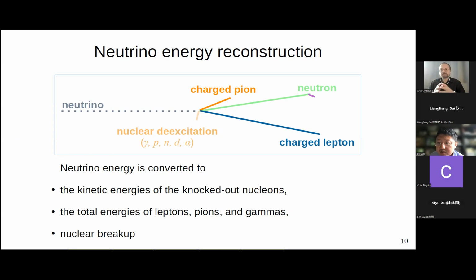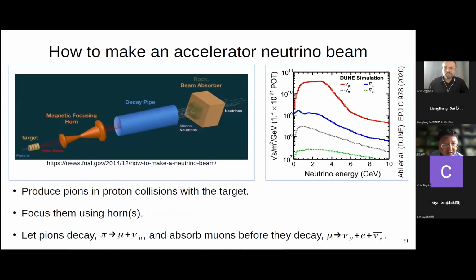Sorry, Artur. Can you go to the last page? Sure. So here in this figure, there is a magnetic focusing horn. What's this used for? Yes, that's an excellent question.